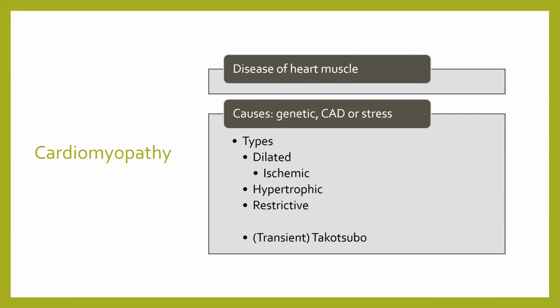So cardiomyopathy, we'll start there. What that is, it's a disease of the heart muscle. It leads to a weak and inefficient heart muscle. This is often caused by genetics or CAD, stress, some medications, and viruses. There are many different types of cardiomyopathy, which we'll discuss, and the patho is going to vary per type.